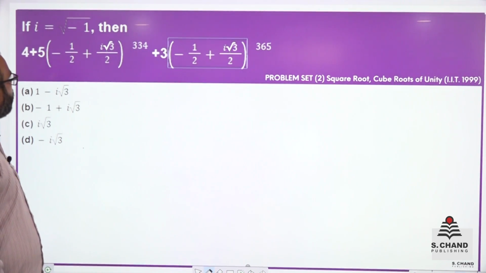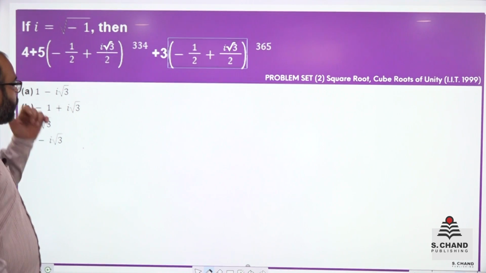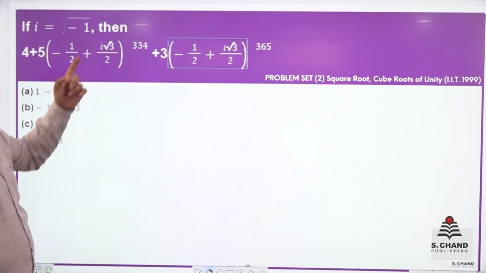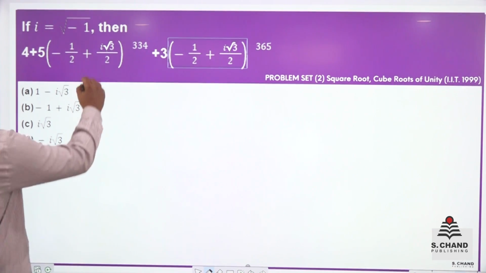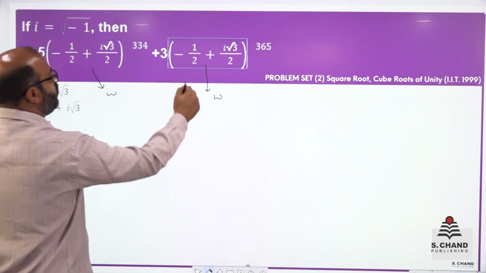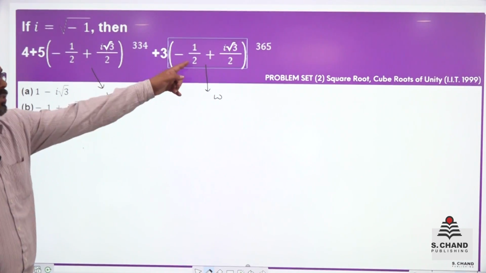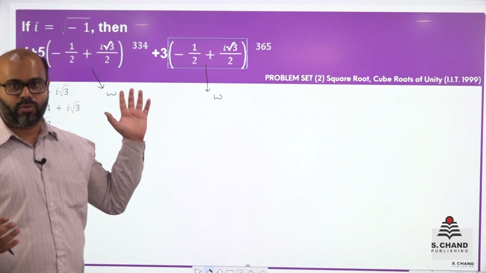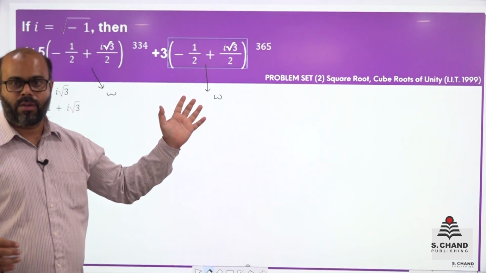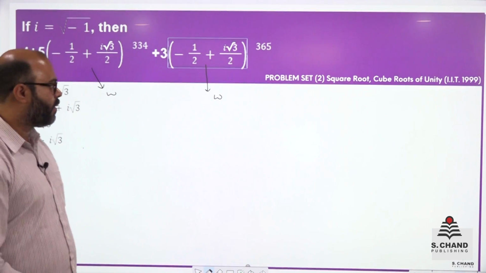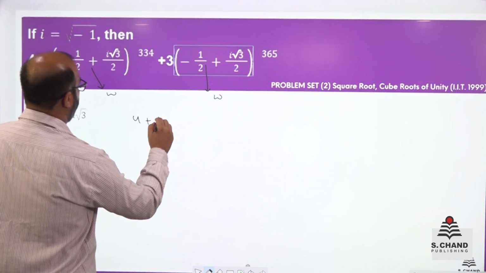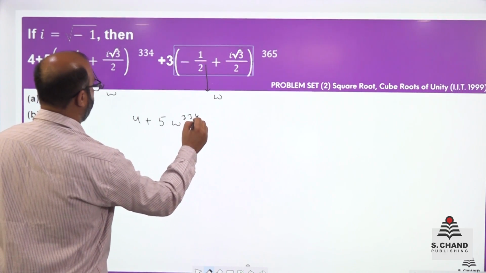This is another question. If iota is root over minus 1, then 4 plus 5 times the thing inside, to the power of 334. This is omega, and this is also omega, same omega, because this is also plus, this is also plus. It is not minus. So don't get confused that one is omega and another is omega square. Both are the same, both are omega, or you can take both as omega square. But don't take one as omega and another as omega square here. So this will be 4 plus 5 omega to the power 334.